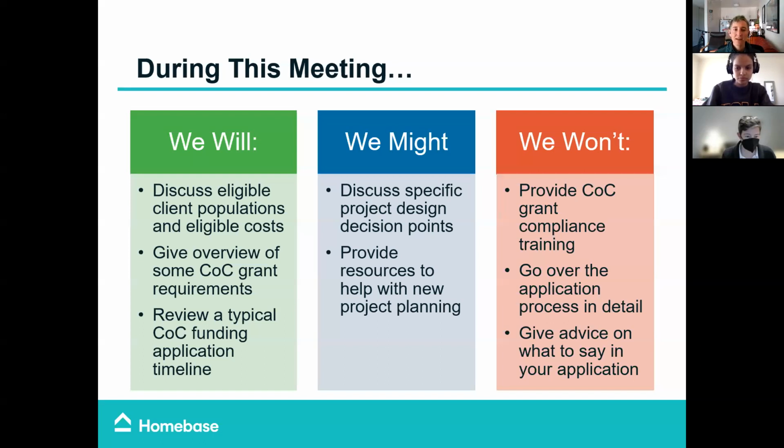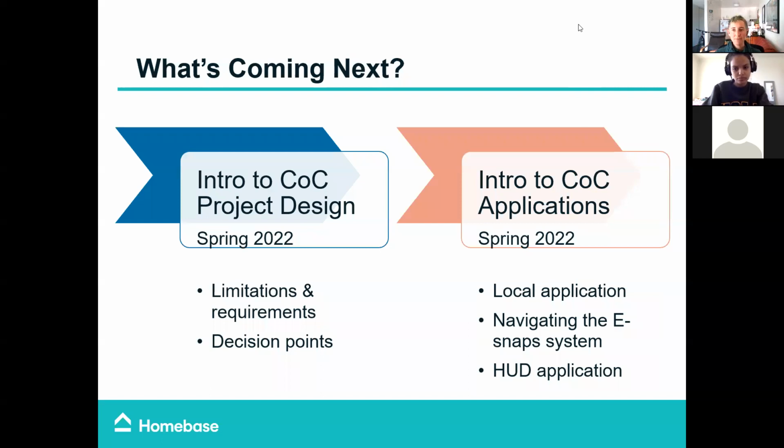We will not be providing a full scope COC grant compliance training. We have recorded COC grant compliance trainings that we can direct you to, and we do a whole set of them every year, but that won't be in this training. We won't be going over the application process in great detail, and we won't ever, in this meeting or at any other time, be giving you advice about what to say specifically in your application to get points. But outside of this meeting, we may cover some of those other things.